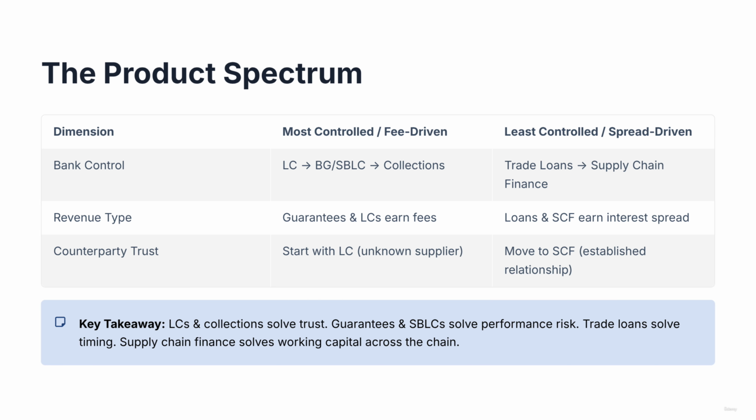Trade finance products are not a random collection of instruments. They are a systematic response to specific problems in the trade cycle. LCs and documentary collections solve trust. Guarantees and SBLCs solve performance risk. Trade loans solve timing. Supply chain finance solves working capital across the chain.